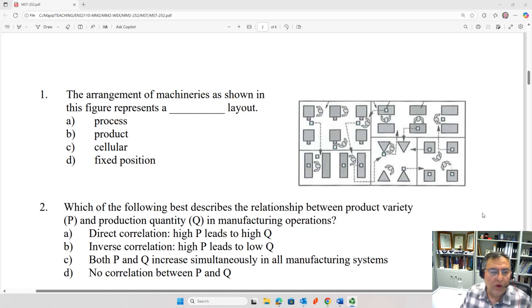Question 2, which of the following best describes the relationship between product variety P and production quantity Q in the manufacturing operations? On the basis of the materials we have in the teaching materials, we know that as production quantity increases, then variety decreases. So there is an inverse correlation between P and Q. So B is the best choice, which is representing an inverse correlation.